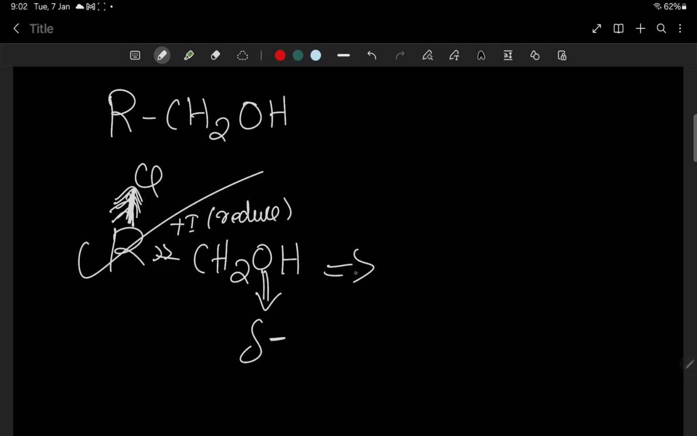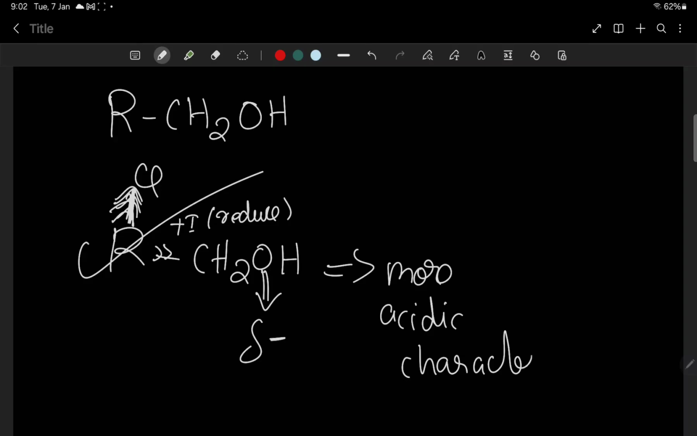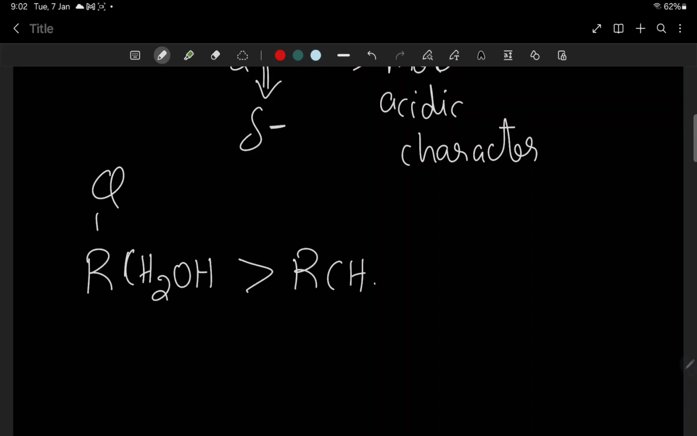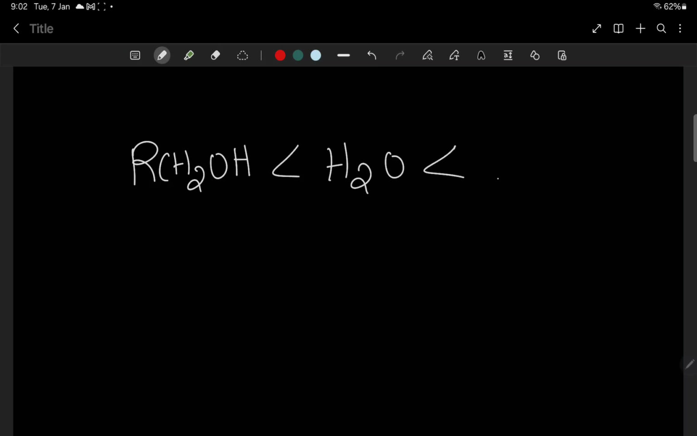Okay. So this leads to what? More acidic character. Therefore, RClCH2OH is more acidic than RCH2OH. So the acidity of RCH2OH, water and phenol is in this order. So if an electron withdrawing group comes somewhere, acidity increases.